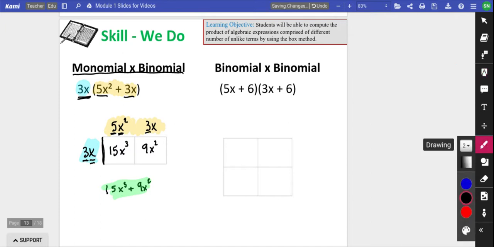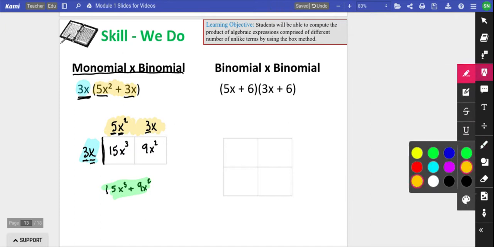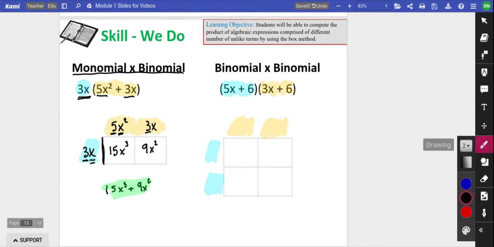Example number 2. We are given a binomial. So there's two terms. One of them will go here, the other one will go here, and we're given another binomial. The first term will go here, the second term will go here. So we have 5x and 6 from the blue, and we have 3x and 6 from the orange. Multiplying 5 times 3 is 15. X times x is x squared.